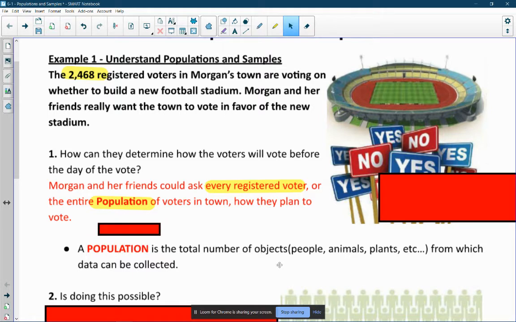So our first keyword here is population. A population is the total number of objects, people, animals, plants, etc., from which data can be collected. So in this case, the population is everyone that could possibly vote. All those people could vote either yes or no. So she could ask all of those people.